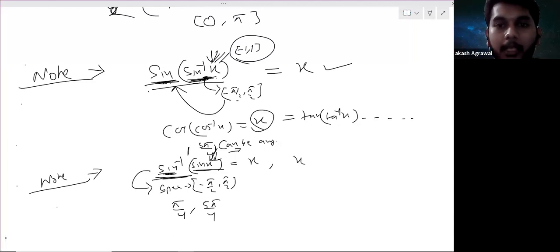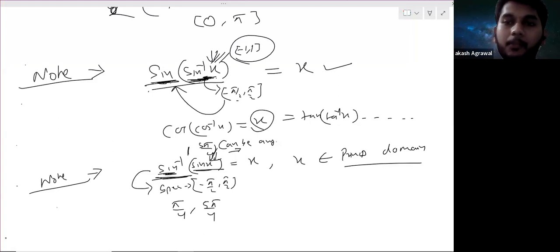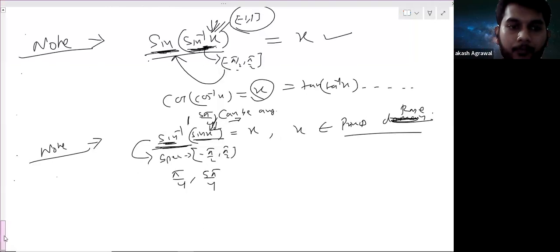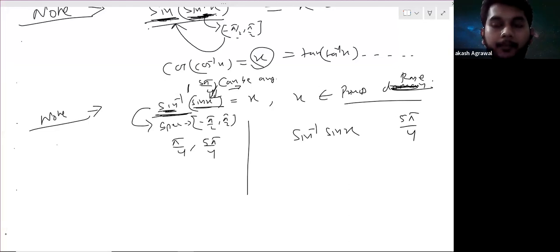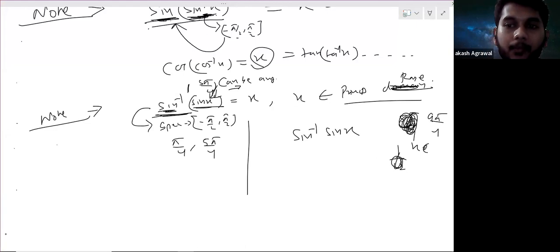So this is only true when x belongs to principal domain, okay, sorry, principal range। अगर साइन इनवर्स ऑफ साइन x है, मैं x की वैल्यू अगर 5π/4 रखूं, तो ये कितना है 1/√2. एक्चुअली इसको ऐसा कर लो, 9π/4 रख लो. ओके, तो इफ आई पुट x इक्वल्स टू 9π/4 तो sin x कितना होगा 1/√2, और sin इनवर्स 1/√2 इज π/4.